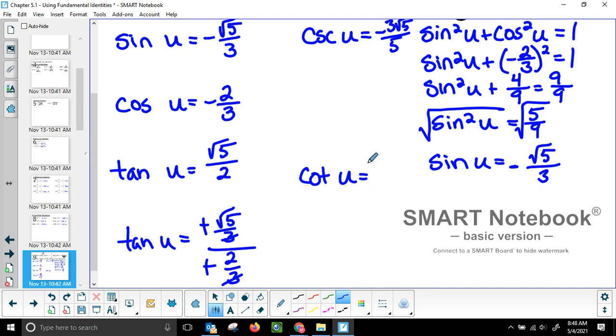So if I flip that, I'm going to have to rationalize it, and this would be 2 square roots of 5 over 5 once I do that. And we're done. We have found the other 5 trig functions simply from being given 1.